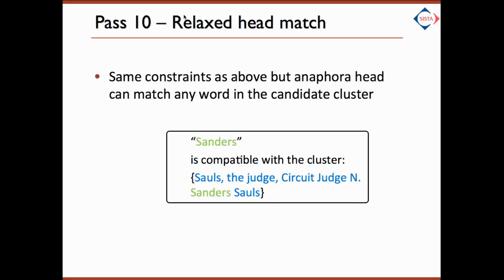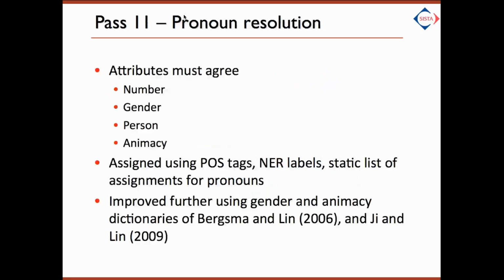And lastly, we conclude with pronoun resolution, which is a typical Jerry Hobbesian system where we essentially look for matching attributes. And here we use all the features that you'd expect: number, gender, person, and animacy. And we detect this using part-of-speech tags, named entity labels, and we also have a dictionary for gender and animacy that was developed by Bergsman and Lin.